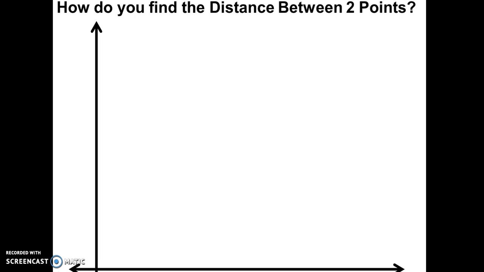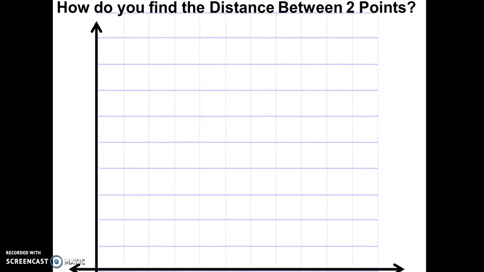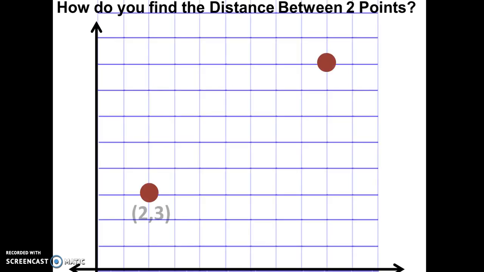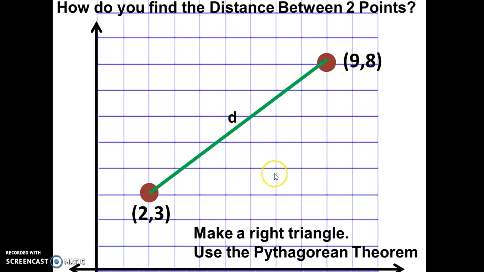Now this we can extend to distance between 2 points. If you have 2 points, let's say (2, 3) and (9, 8), and somebody says, give me the distance between those 2 points. Well, the first thing to do is to recognize that's what we're looking for. The next thing to do is to see that actually you can always make a right triangle. When you have one diagonal side, you can always make a right triangle. So the goal here is to make a right triangle and then use the Pythagorean theorem.